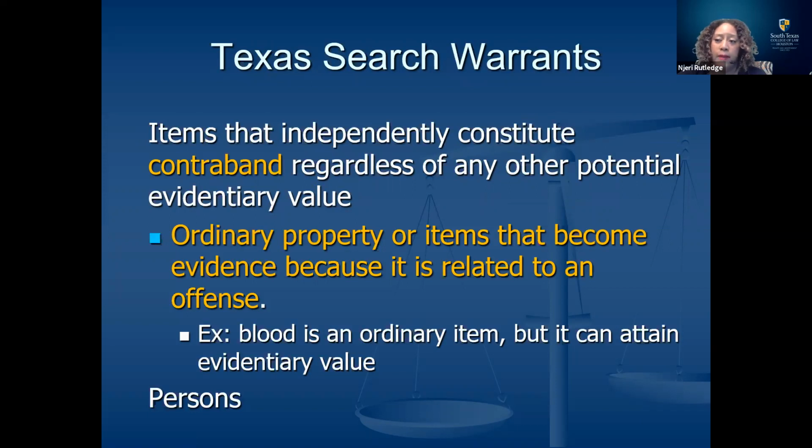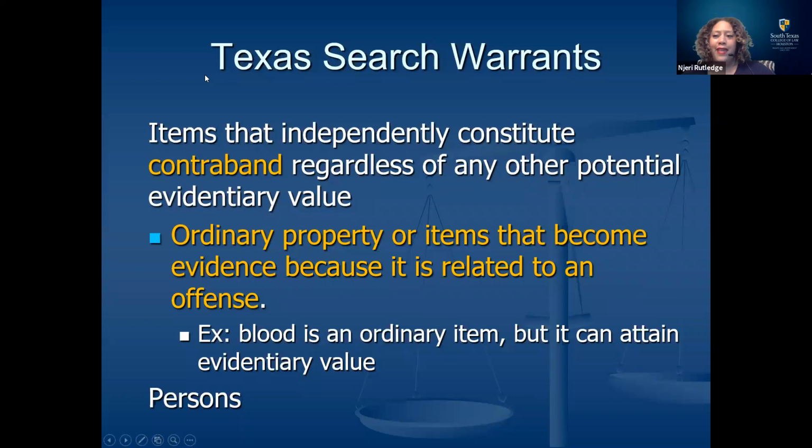Ordinary property that becomes evidence because of its evidentiary nature, like blood, and persons. Okay, so let me try that again. I apologize. So, in Texas search warrants, you can ask for a search warrant for things that are clearly contraband, or for things that are not contraband, but because it's related to evidence, all of a sudden it has evidentiary value, like blood, or for persons.